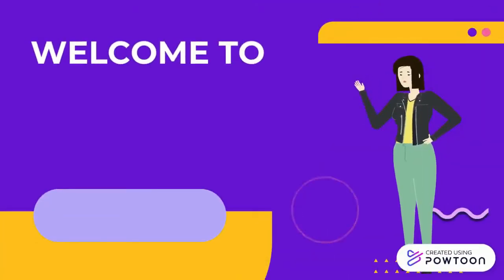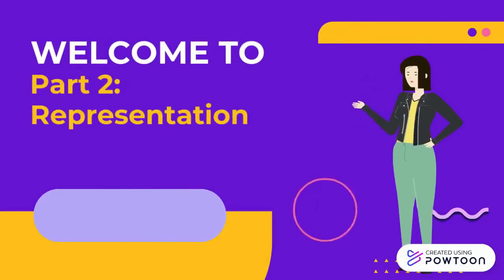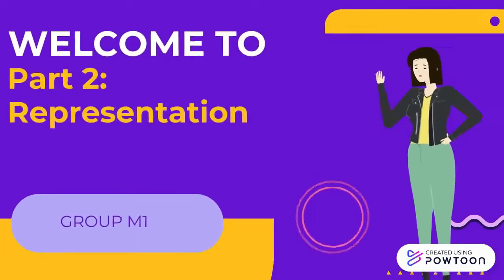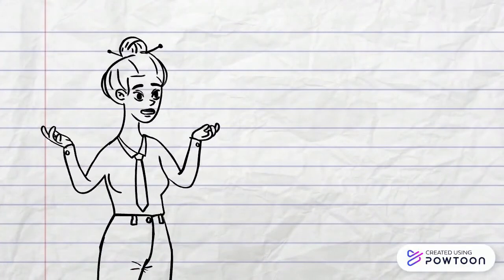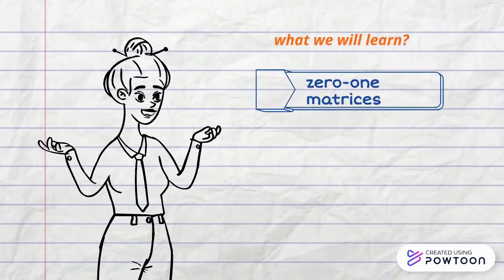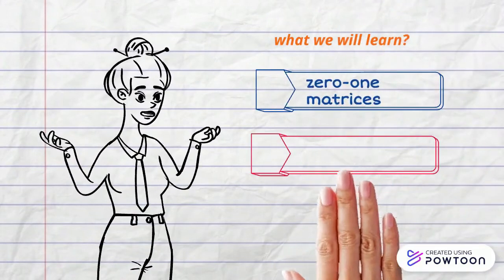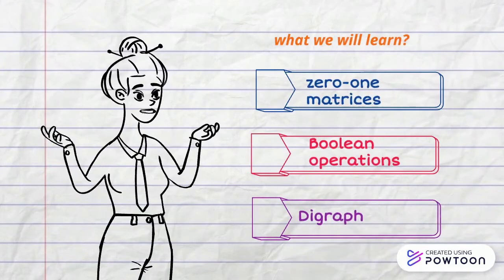Hi everyone, welcome to part 2, which is representation, from group M1. In this part, we will learn about 0-1 matrices, Boolean operations, and the graph, or what we call the directed graph.